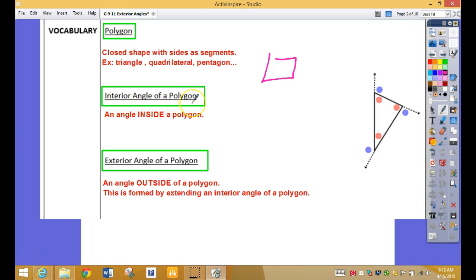The interior angle of a polygon, that is what we learned yesterday. That's an angle inside of a polygon. And now today we're going to be talking about the exterior angles of a polygon. That's an angle outside of the polygon that is formed by extending an interior angle out. So if you look over here, all these red dots on the inside, those are your interior angles. And then if you extend an interior angle on the outside of the polygon, then all these blue ones are your exterior angles.